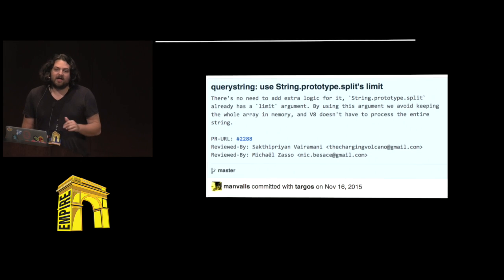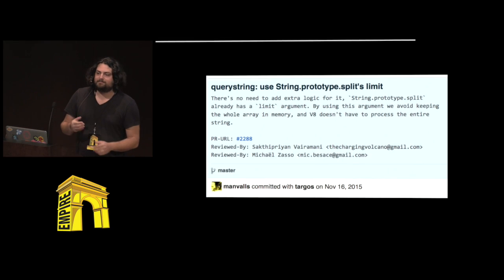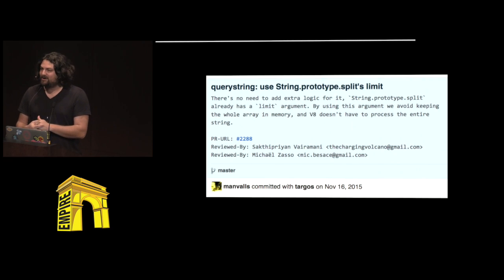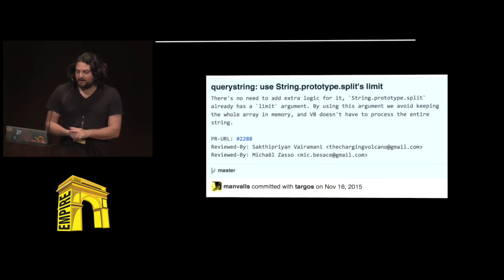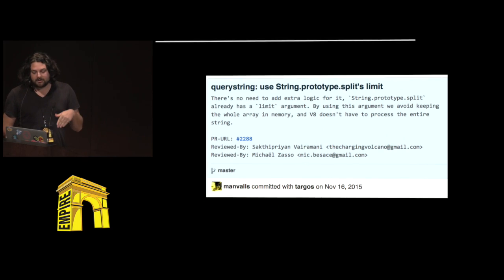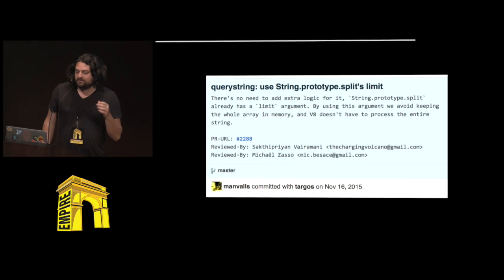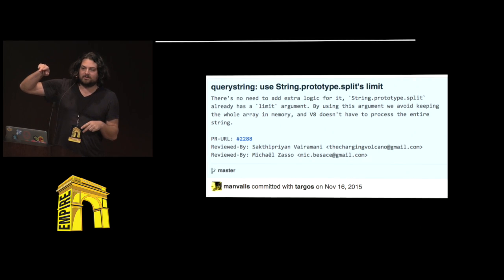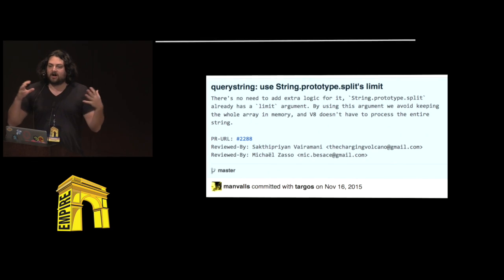BodyParser was a little weird. For any of you who don't know, BodyParser is a module used in Express for parsing the body of HTTP requests. So you can imagine this is a module that if it broke, everyone's going to have a really, really, really bad day. So a commit came in that touched querystring.parse. And what it did is it used string.prototype.split's limit, an argument that you can give to prototype.split instead of us doing it manually.